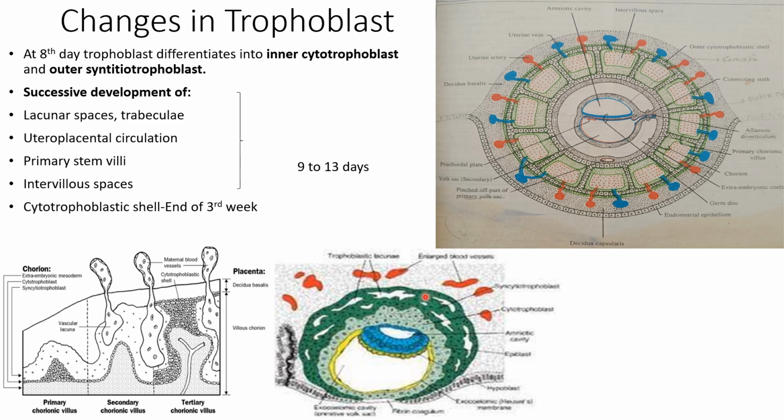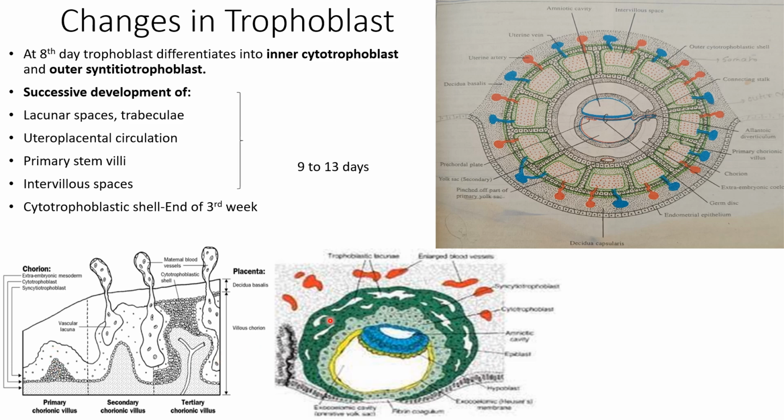Now the cytotrophoblast will start invading the syncytiotrophoblast. The same can be seen here. The cytotrophoblast is invading inside the syncytiotrophoblast at the area of the trabeculae, and now this trabeculae is converted into primary stem villi. So what is primary stem villi? It is the invasion of the cytotrophoblast into the syncytiotrophoblast.